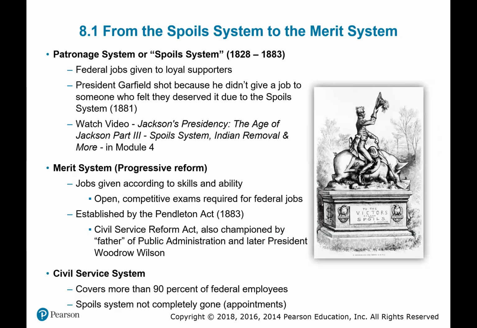So the spoil system we talked about briefly before, to the merit system. And again, there still is the patronage or spoil system today with political appointees. That's always going to be the case. However, for the vast majority of jobs, you do have the merit system in place. So patronage system or spoil system really was around prior to 1828.